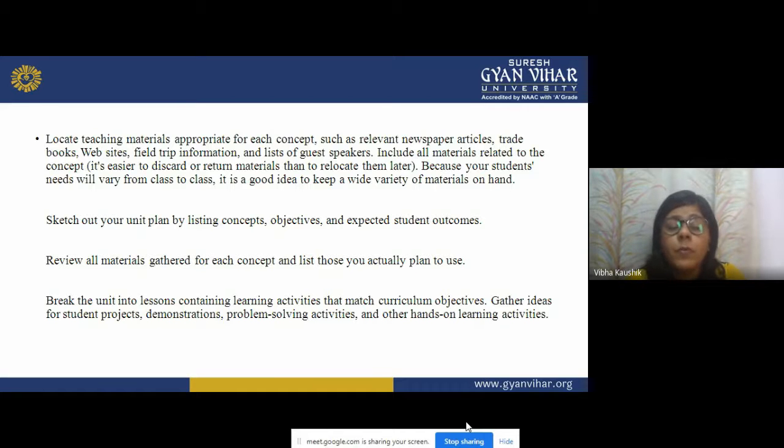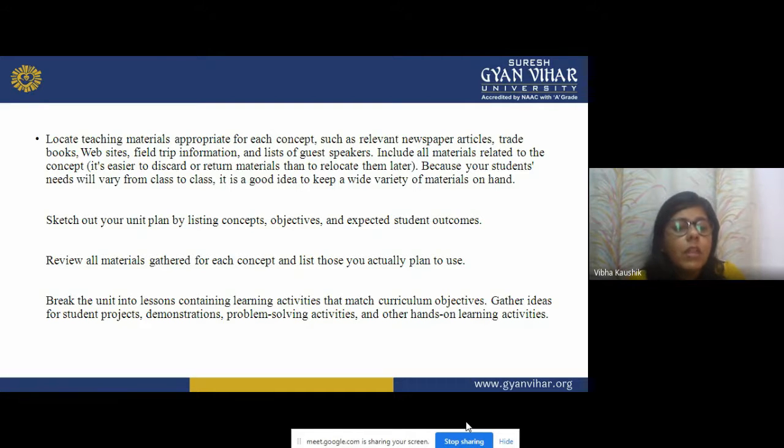Why are they saying that? Because the needs of the students vary from class to class. It means 9th standard students will have a different need, a 10th class student has a different need. It is a good idea to keep a variety of material on hand. So it is a good idea to keep a variety of teaching materials that a teacher can use during their teaching learning process.